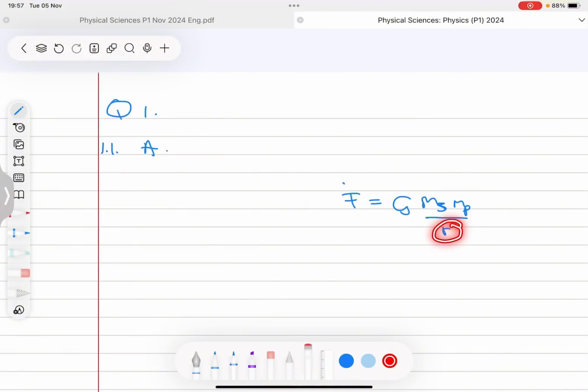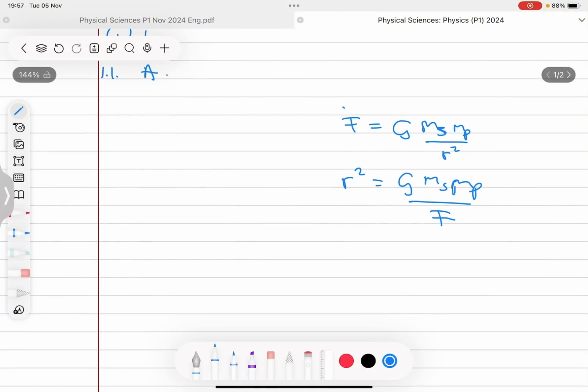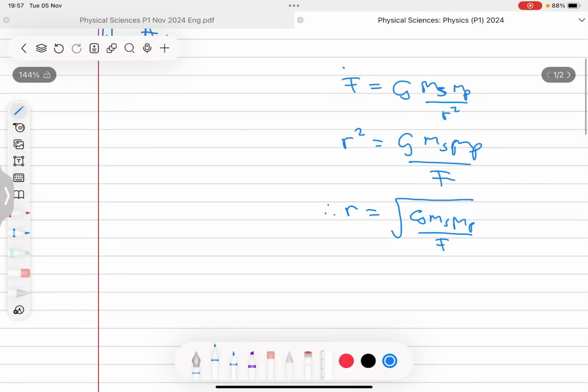Because I'm looking for the distance, I'll make it the subject of the formula. I'll cross multiply here, this will multiply that, giving me an r squared here, but also the F will multiply here, coming down there to give me the F like that. Right? So I'll take the square root on both sides. This would mean that my r will be the square root of the universal constant, mass of the sun, mass of the planet over F. So this is how we'll define r.